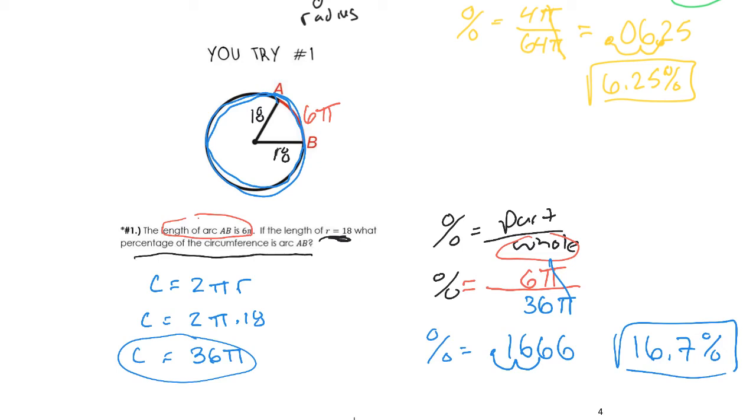So AB, this arc, is about 16% of the way around the whole circle. And that looks about right. It's definitely less than half. It's almost a quarter. It's almost 25% of the way around the circle, but not quite.